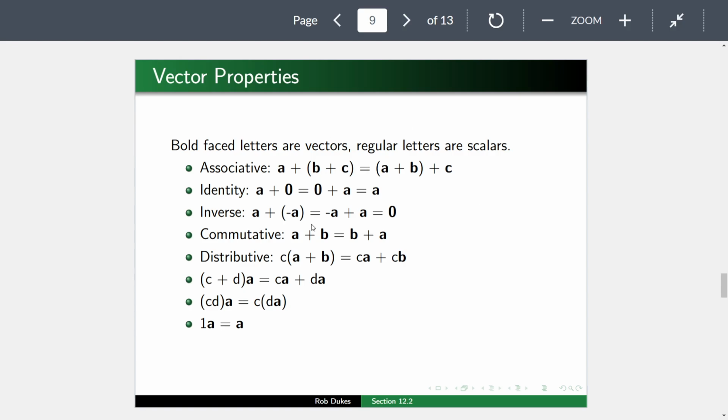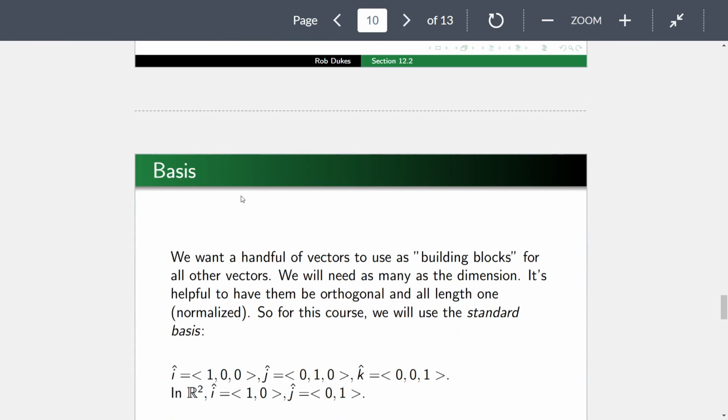So, yeah, this slide is basically just telling you that all the properties of algebra that work for real numbers also work for vectors. The only thing we haven't talked about is how to multiply vectors by each other, and that's for our next lecture.